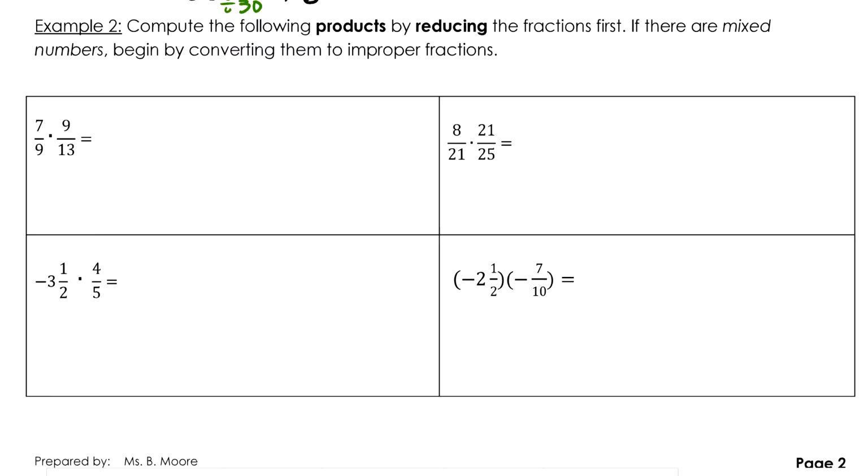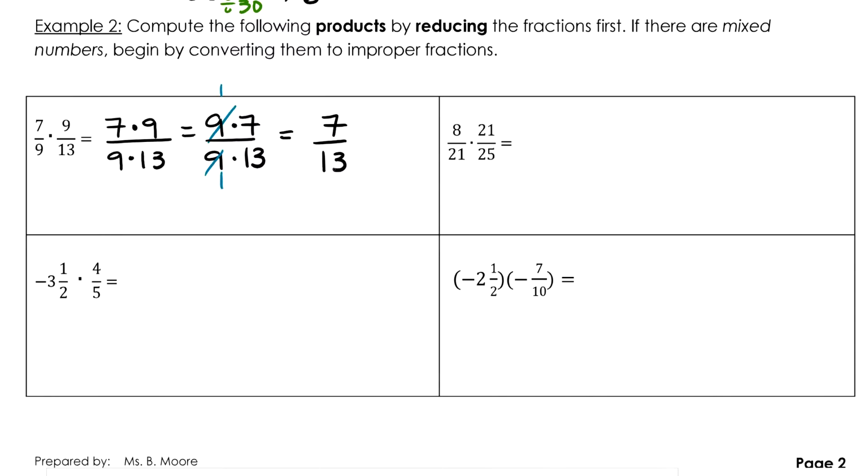7 over 9 times 9 over 13 is equivalent to 7 times 9 over 9 times 13. Or 9 times 7 over 9 times 13. And 9 divided by 9 simplifies so that we're left with 7 over 13.